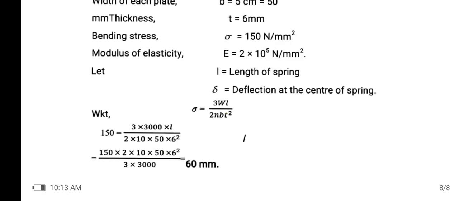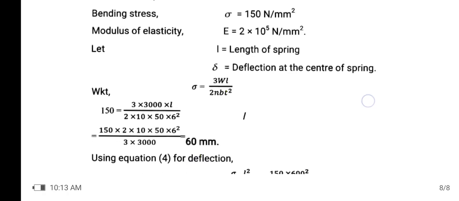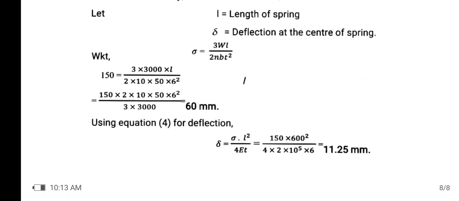So, find out the length of the spring. The formula is sigma is equal to 3WL divided by 2NBt square. Substituting all the values, the length of the spring is 60 mm.